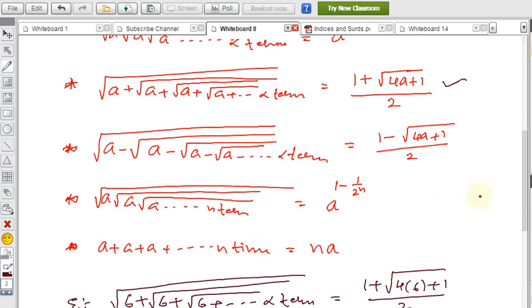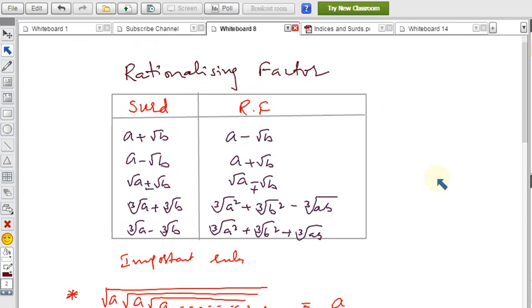So apply this formula. If it is multiplication, a power 1 by 2 to the power n. So this is only for the denominator; it's completely a power. Fine. Okay. So this is the theory part from Surds and Indices.